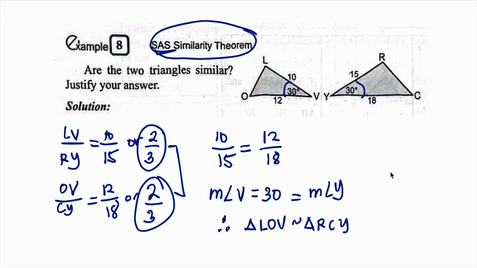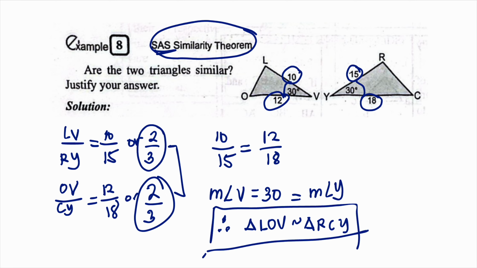By this SAS similarity theorem. So, what we really need to prove here is whether the ratio of these sides is equal to the ratio of the given sides, because they are sides, and whether their angles are the same. If they are congruent, and their ratios are the same, then we can say that these two triangles are similar by this particular theorem.